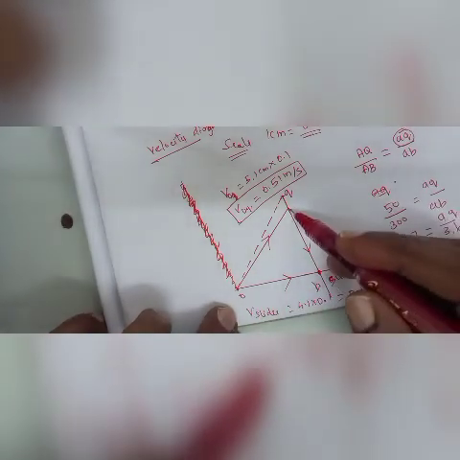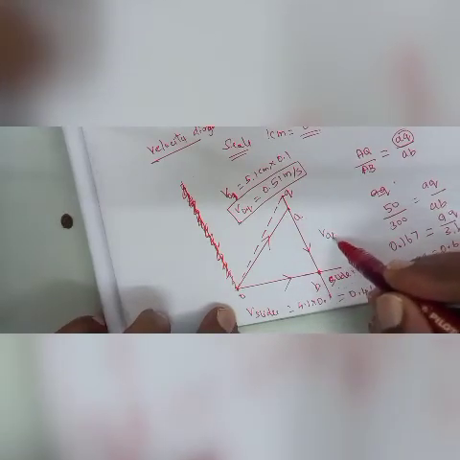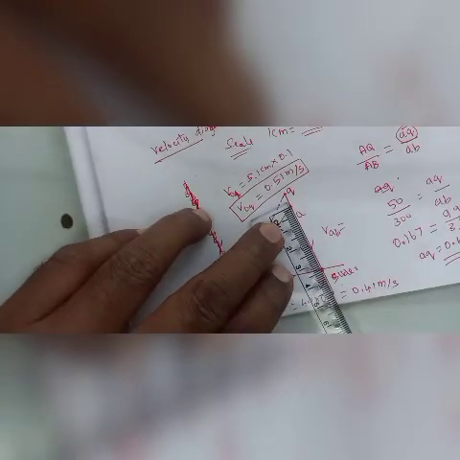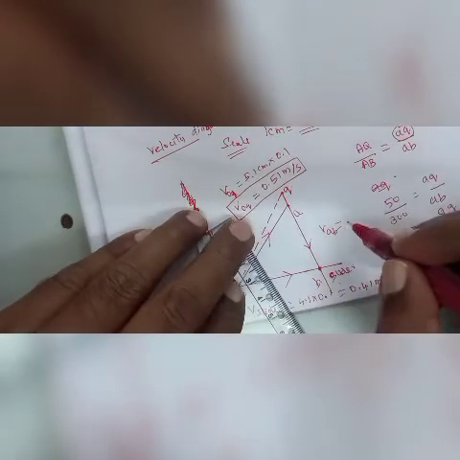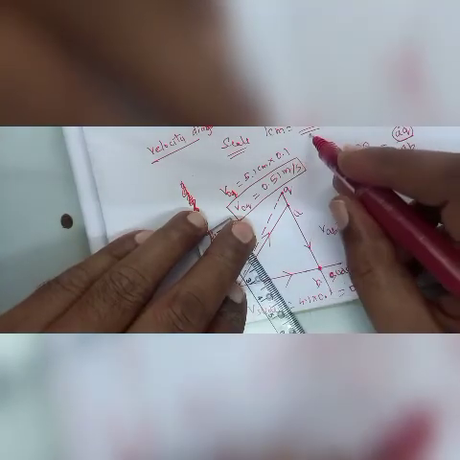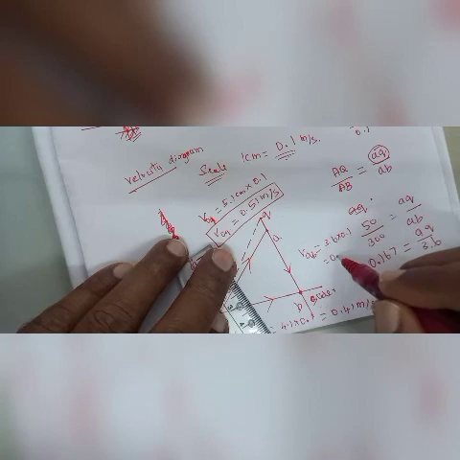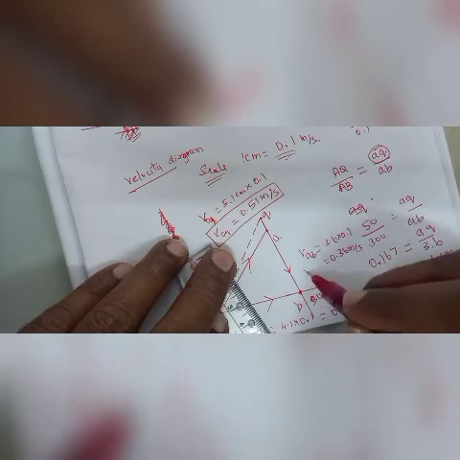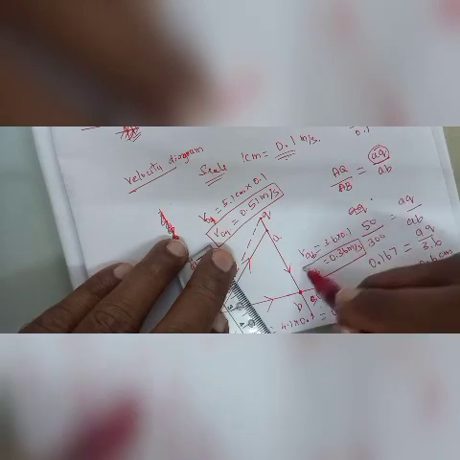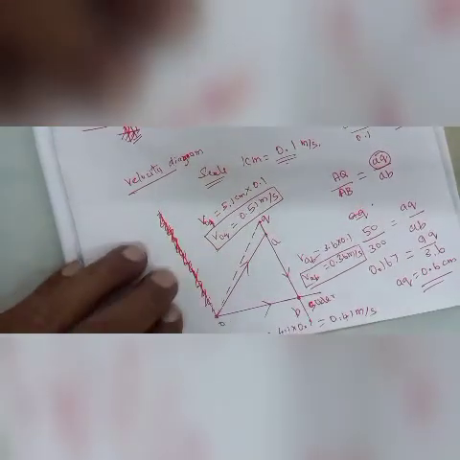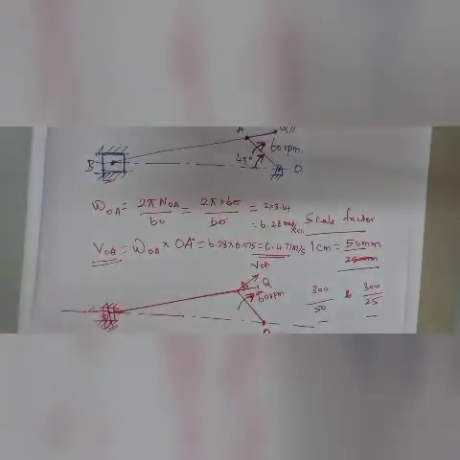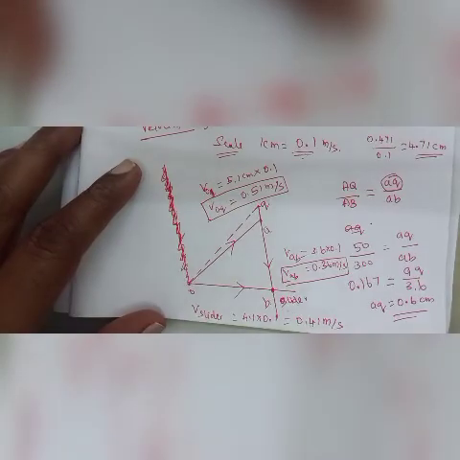If you want to calculate the velocity of AB, just measure this distance. It is coming around 3.6 into this scale factor 0.1, so 0.36 meter per second, that is velocity of AB, right? This is how we have to calculate each and every point in our velocity and acceleration diagram, right? I hope you understand this concept clearly.